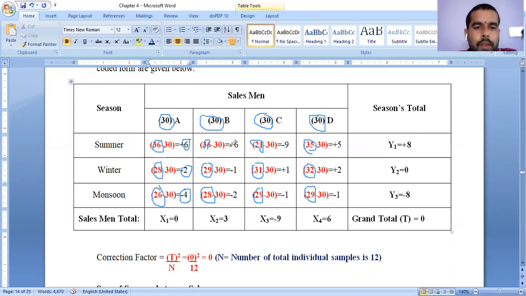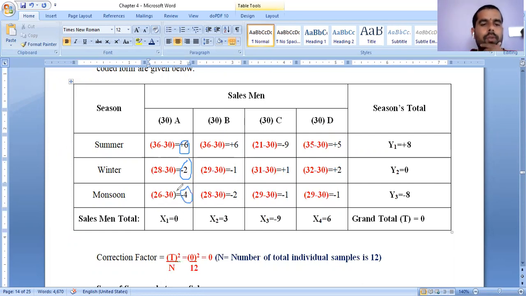The next one, 36 minus 30, that is plus 6. 29 minus 30, that is minus 1. 28 minus 30, that is minus 2. The same principle applies for C and D. Then finally you will get some values: 6 minus 2 minus 4 and so on, you will get your 0. Then next you will get 3, then minus 9, then 6.